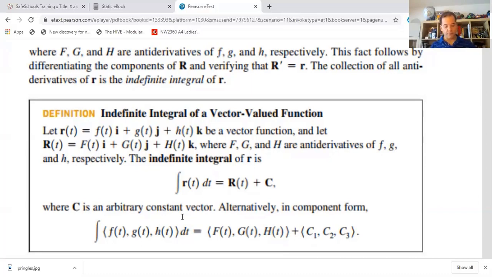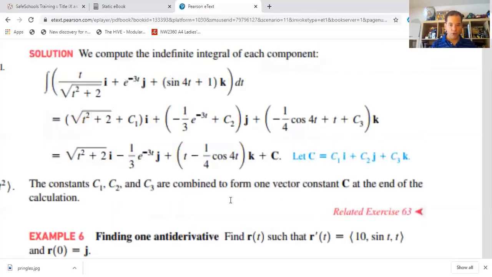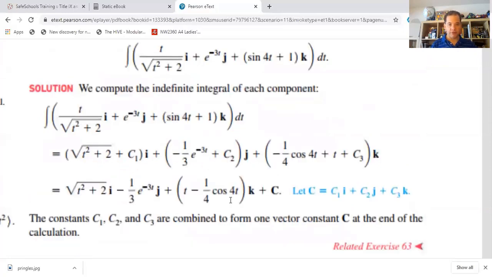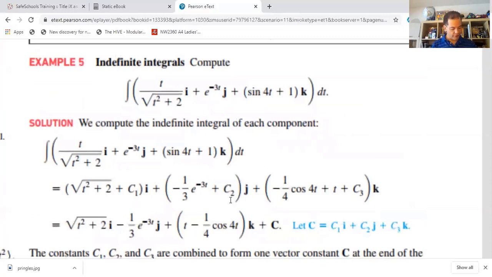And you may also do definite integrals the same way, all right? So definite integrals will be done the same way. But first, I'll show you an example here in the book. You see, it's really so easy. Then we'll do another one on the paper. So here's example 5. Say that you want to integrate this function: t over the square root of t squared plus 2 times i, plus e to the negative 3t j, plus sine of 4t plus 1 k.